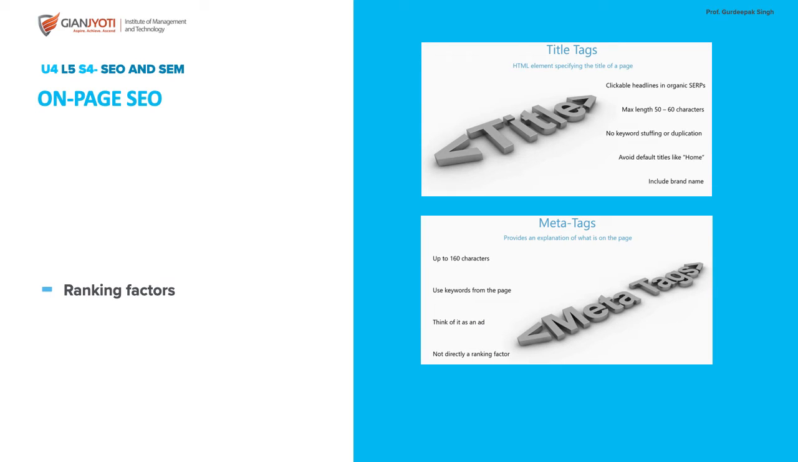Meta tags provide an explanation of what is on the page. That is the content of the page given in meta tags, up to 160 characters, saying what that page is all about. You can use keywords from the page. Think of it as an ad which is going to give a glimpse of the product or the service. So it is the same for the page. It is not directly a ranking factor, but it enhances the rank.